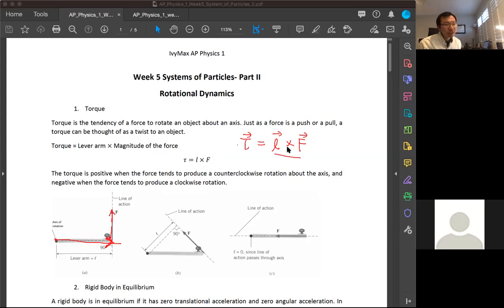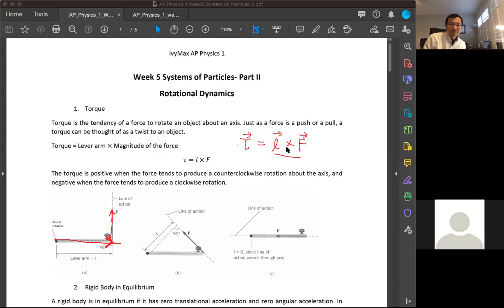I'm not sure you already learned the cross product in math or not, but if you did, you should know that when we do the cross product of two vectors, they follow the right-hand rule, right? Starting from the first vector and curling toward the second vector, your thumb points in the direction of the resulting vector. So this is how you get the direction of torque. Okay.